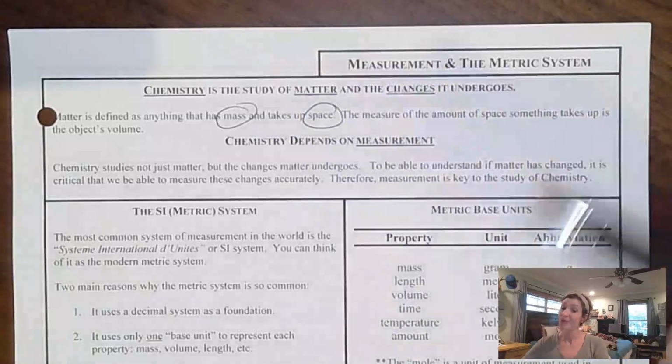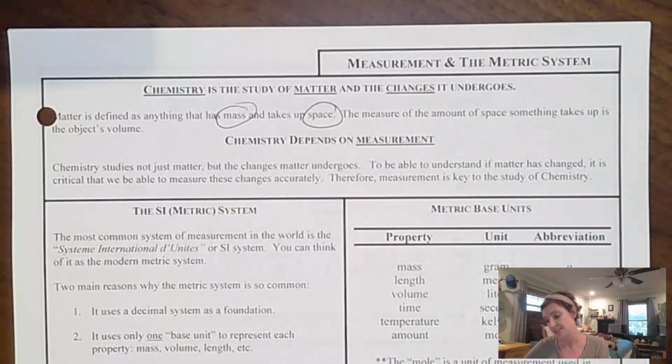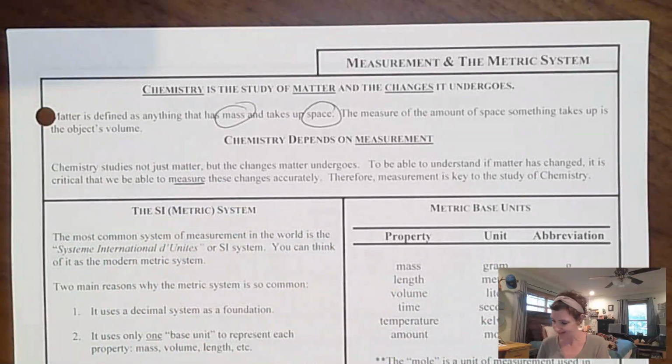Okay, now studying chemistry, we study it with numbers. We don't say, oh, this chemical reaction was cute or funny or had 3 legs like we do in biology, okay? We measure things with numbers. And as a result of that, we need to make sure that our numbers make some sense. So chemistry studies not just matter, but the changes that matter undergoes. To be able to understand if matter has changed, it's critical that we be able to measure these changes accurately. Therefore, measurement is the key to the study of chemistry.